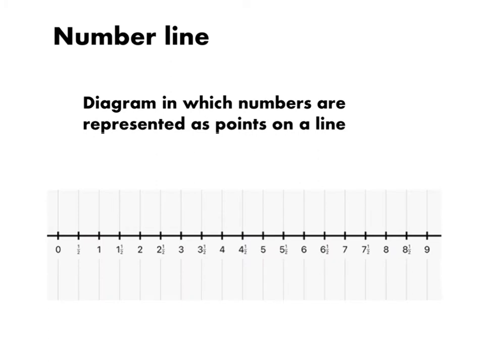A number line is a diagram in which numbers are represented as points on a line. In this number line, we see that it goes from 0 to 9 with intervals of 1/2. So it goes from 0 to 1/2 to 1 to 1 and 1/2 and it continues on.